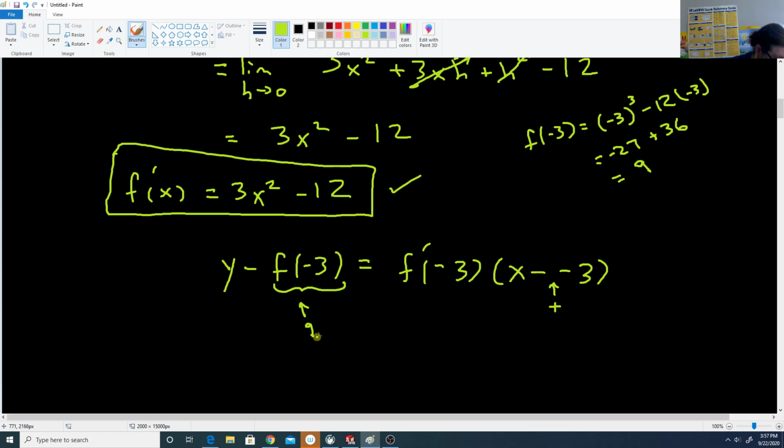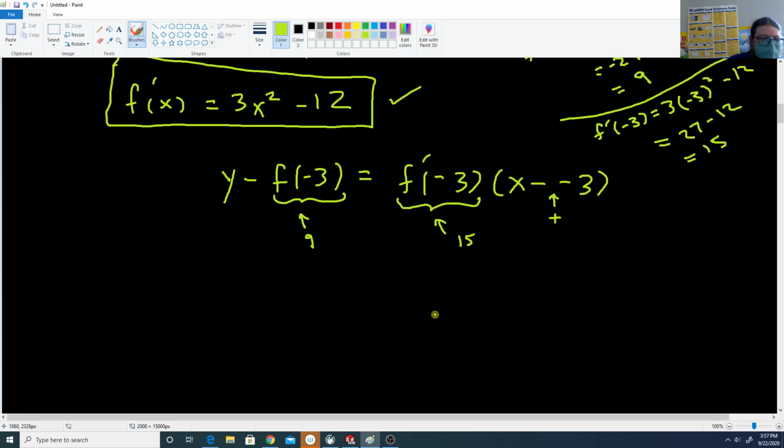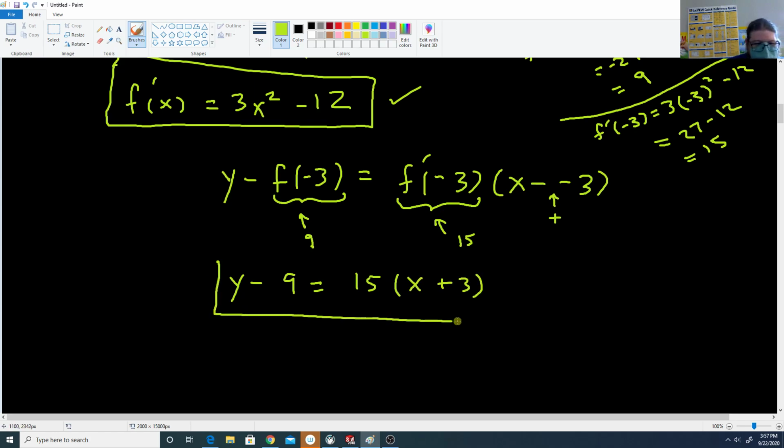And then when we want to figure out f prime of negative 3, we're going to plug into this equation here. So f prime of negative 3 will be 3 times negative 3 squared minus 12. Negative 3 squared is positive 9. 9 times 3 is 27. So this is 27 take away 12, which is 15. So f prime of negative 3 is 15. Recopying this down to get our equation of a tangent line, it's y minus 9 equals 15 times x plus 3. That should be our equation of a tangent line at x equals negative 3 that they asked us about.